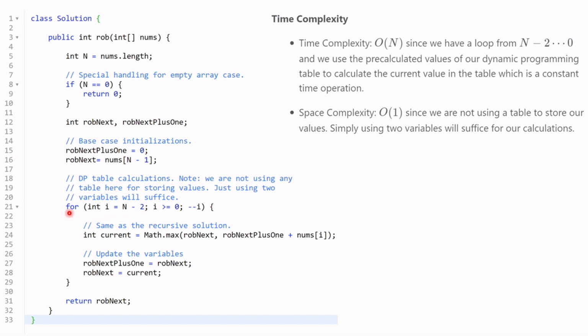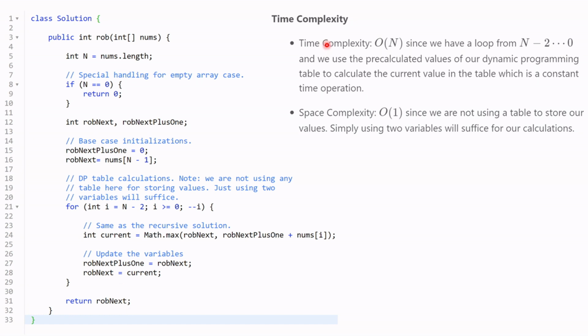Okay, so for the DP table calculation, note we are not using any table here to store values. Just two variables will suffice. We'll start from n minus 2, the last, and then we'll come to 0, with i minus minus. Sometimes some people also call this bottom up. So int current we will take the max of rob next and rob next plus 1 plus nums of i. This is the current value. Then rob next plus 1 will be updated to rob next, we are updating the variables, and then rob next is the current that we have calculated, and finally we will return rob next.